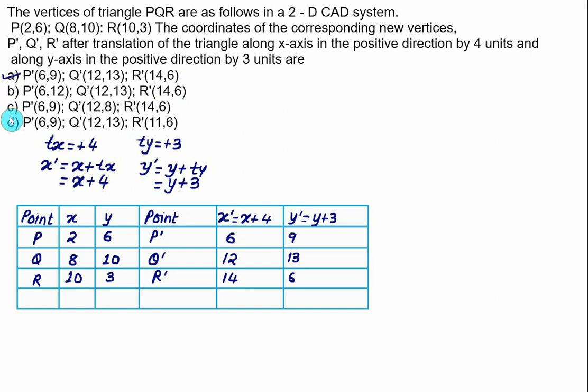Choice A is correct. Here 6, 12 is wrong. In this case 6, 9 is correct, 12, 8 is wrong. 6, 9 is correct, 12, 13 is correct, but 11, 6 is given, so that is wrong. So the only correct choice is choice A. This is a quick method whenever such a question is asked in the GATE examination.